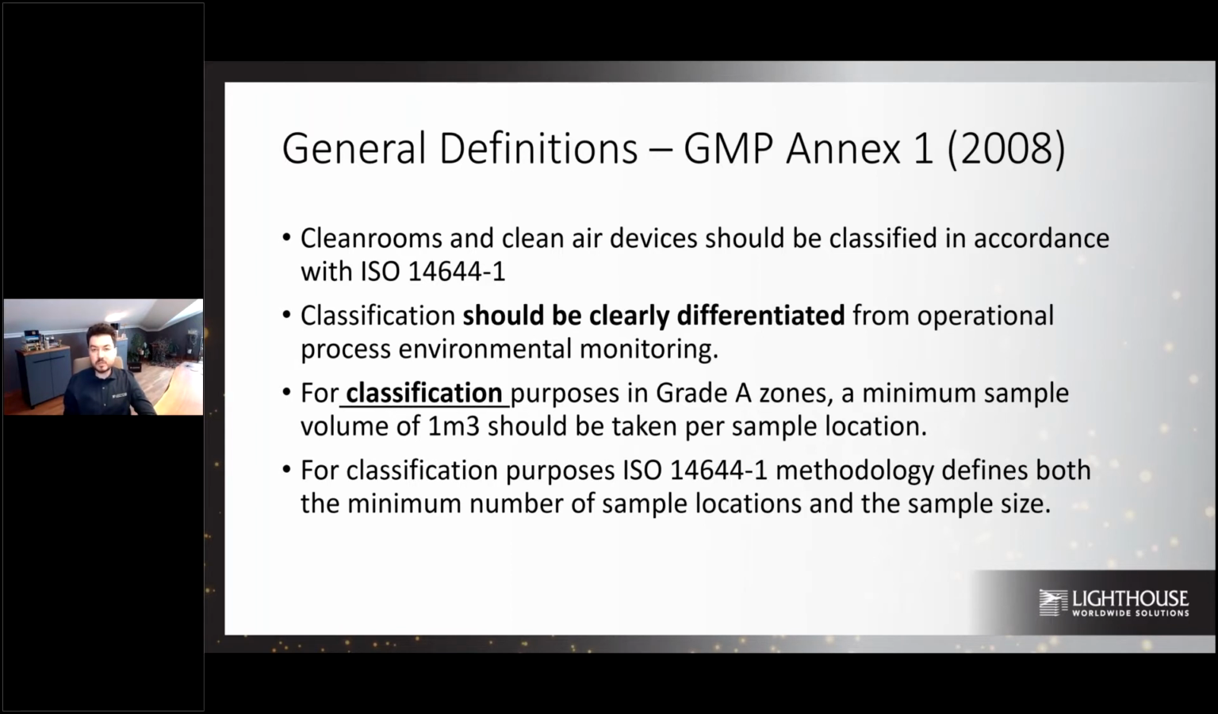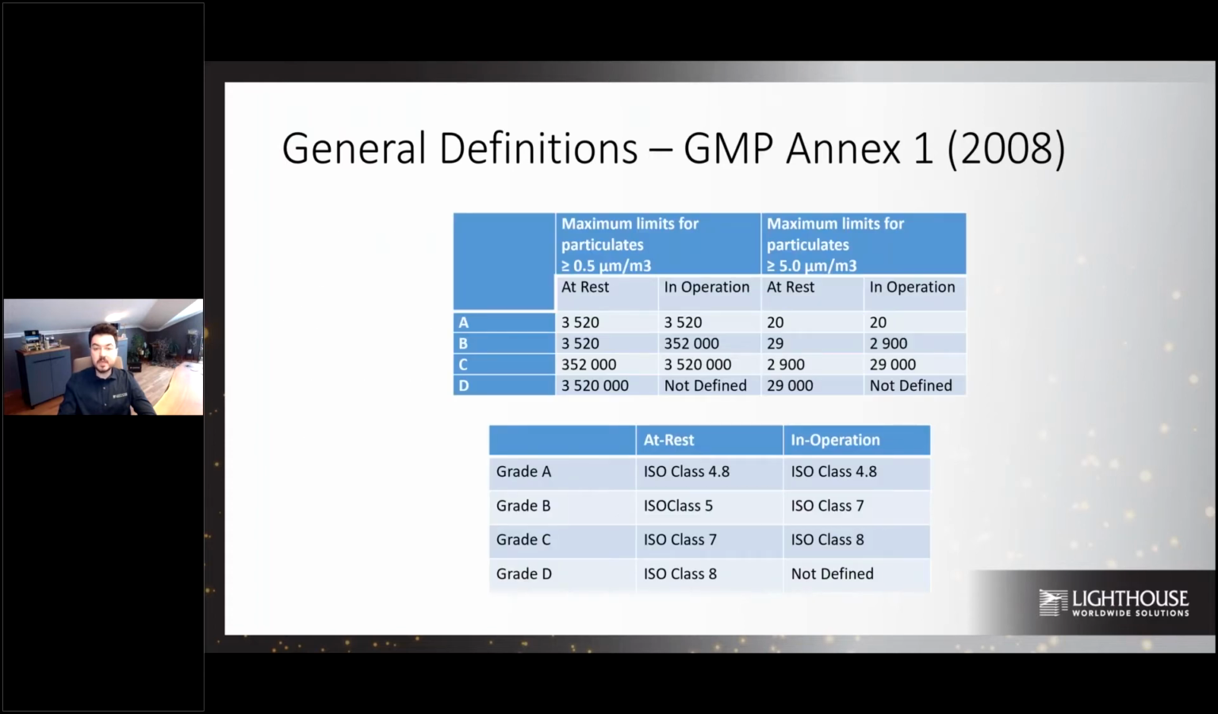I will recommend you to keep counting these 5 microns for yourself only, because this is a nice early indication of any failure in your cleanroom. So you don't want to miss this opportunity to see this information. That's why keep counting 5 microns. So in general, we have the same definitions which are described by ISO 14644-1. The only addition, for classification of grade A zones, you need to sample at least 1 cubic meter of air in each sample location. That's an addition from the GMP perspective.